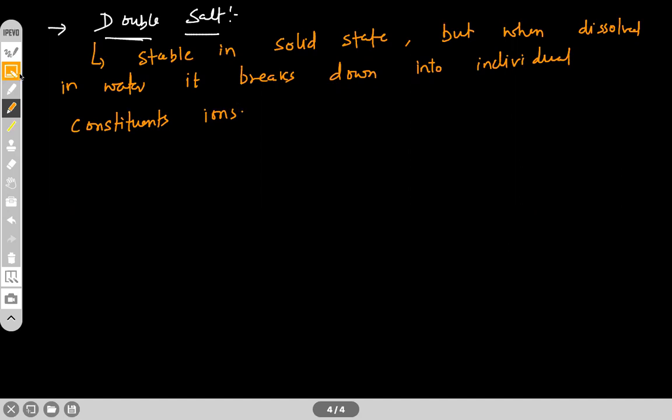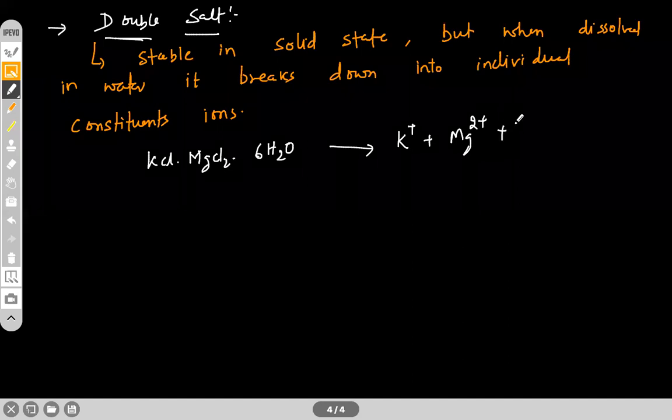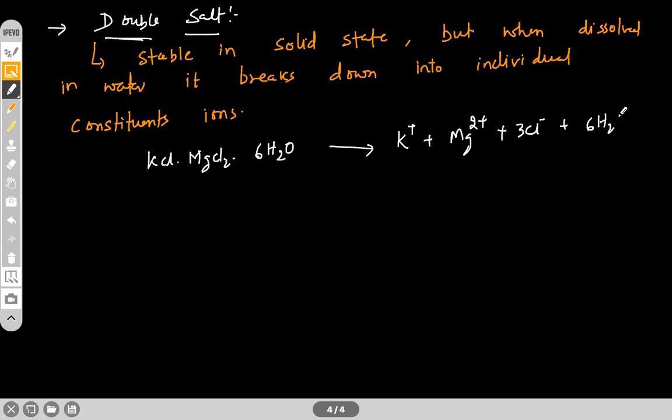For example, if you take carnallite, KCl.MgCl2.6H2O, and dissolve this in water, it converts into K+, Mg2+, 3Cl-, plus H2O, which will be H2O only, because the solvent is water itself. So this is the meaning of double salt.